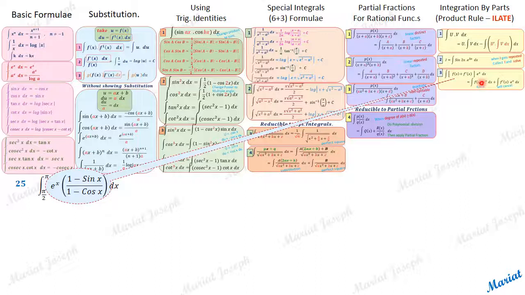Whenever an e raised to x is given as one of the factors, we hope to change the other factor into the form of sum of a function and its own derivative. Let's try to do so.